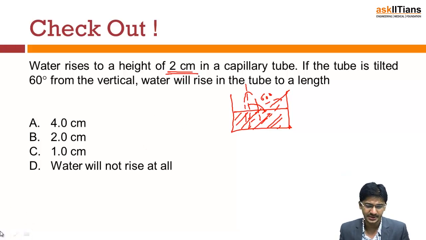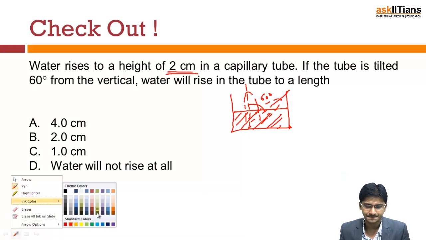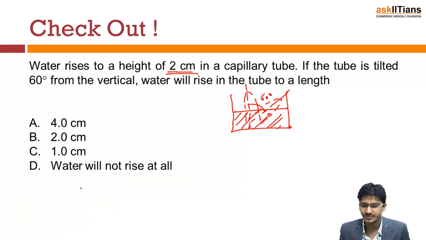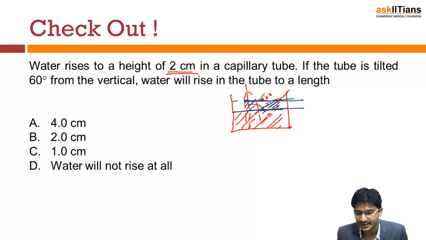If it is 2 cm here, then when you tilt it, the height should still be 2 cm. So the liquid that goes into this must also be up to this height, 2 cm, because the pressure at the same depth is the same. That means the height is the perpendicular height. So even when it is tilted like this, the liquid must fill up to this height. So you have to find this, and it is very easy.